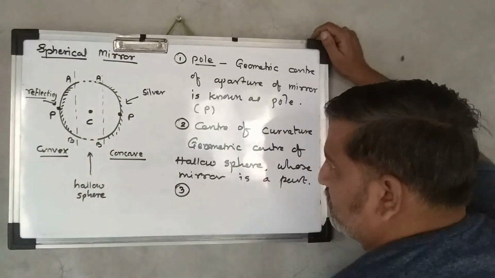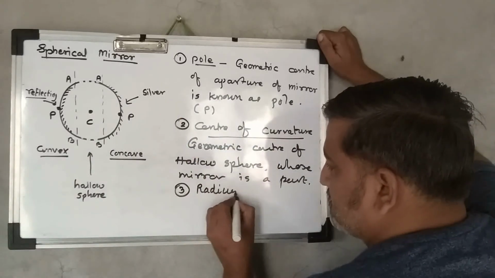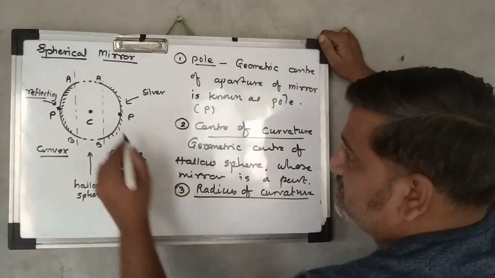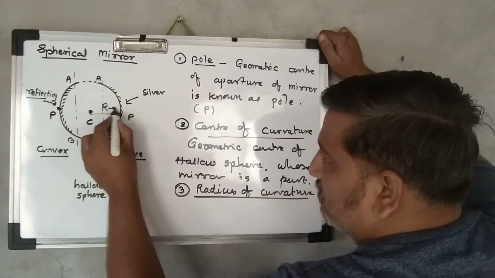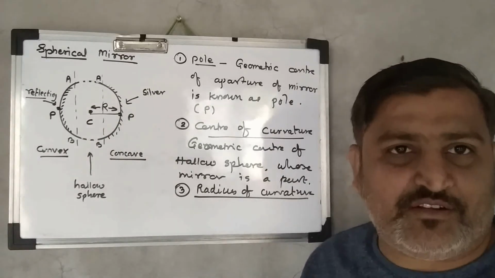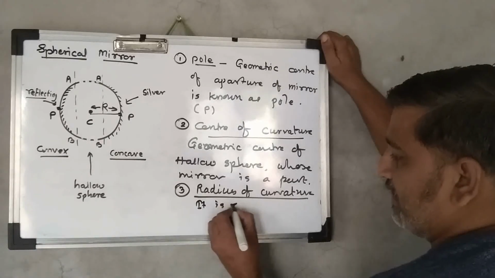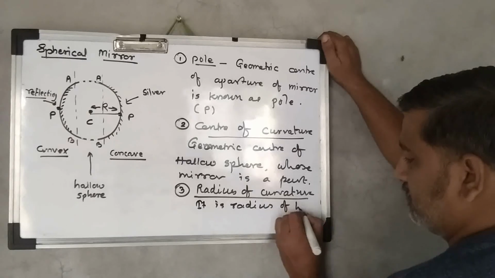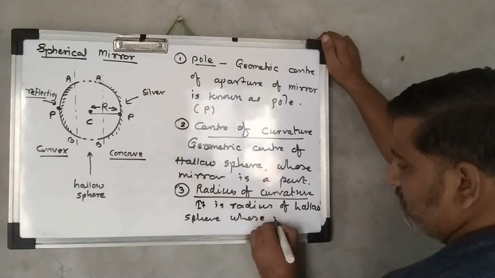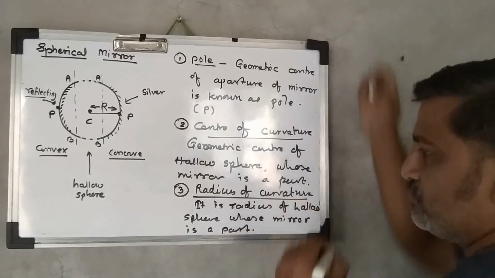Now the third concept is nothing but the radius of curvature. In the same way you can write the definition. It is the radius of the hollow sphere of which the mirror is a part. So these are the three definitions.